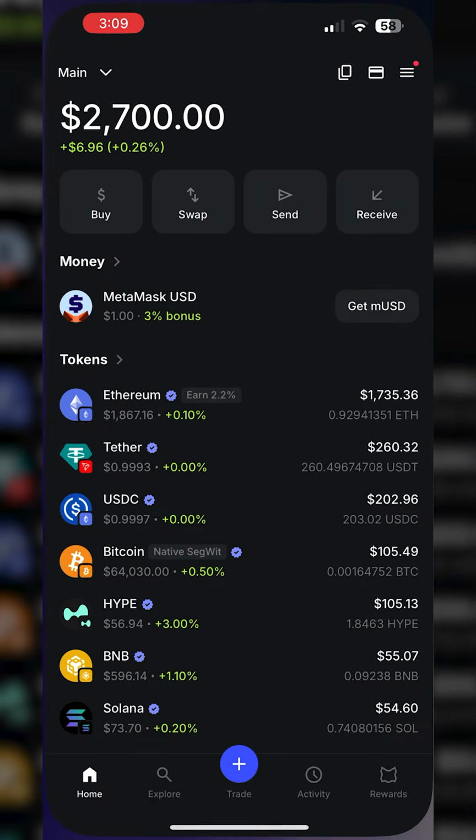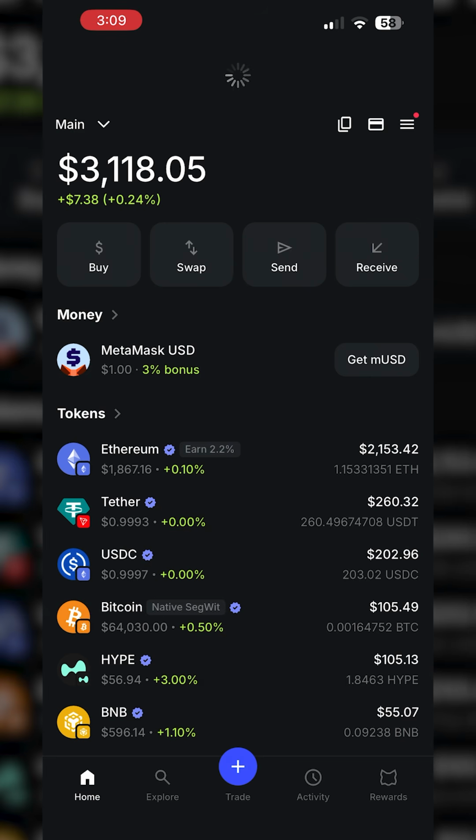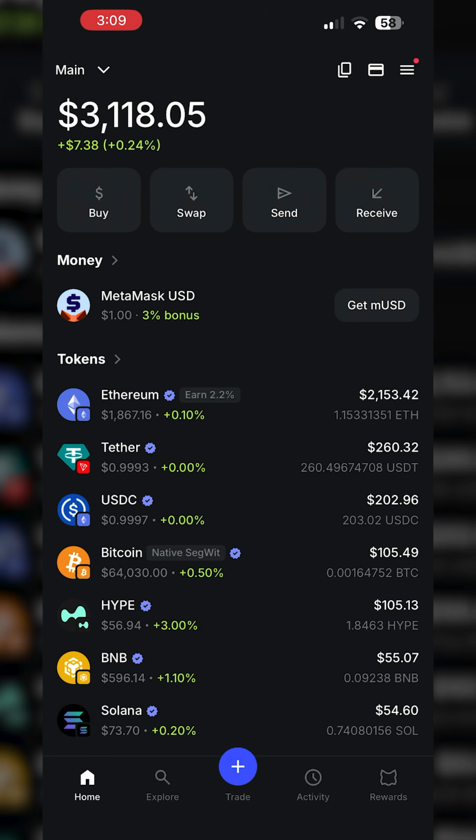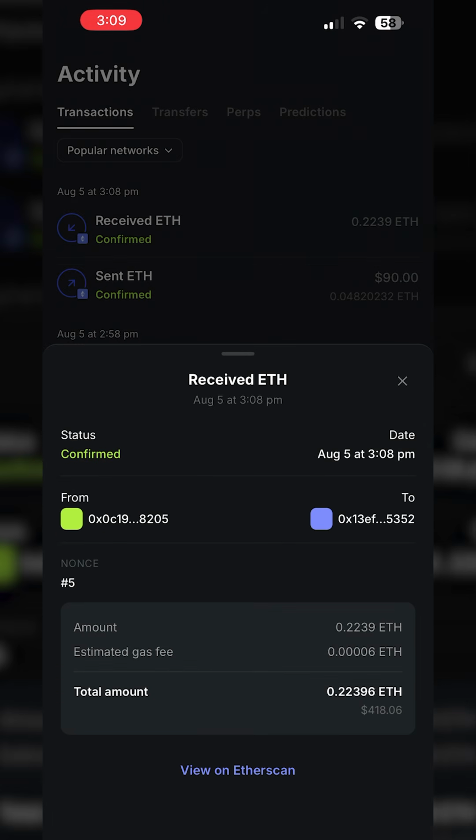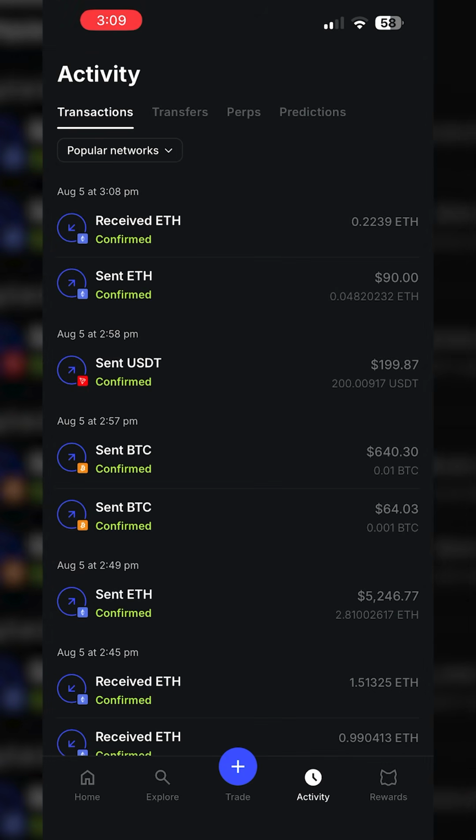You're locked into whatever equipment you bought, you're paying for electricity whether the market is good or not, and the moment something breaks, you're dealing with it yourself. Cloud mining just flips that model. The infrastructure is someone else's problem.